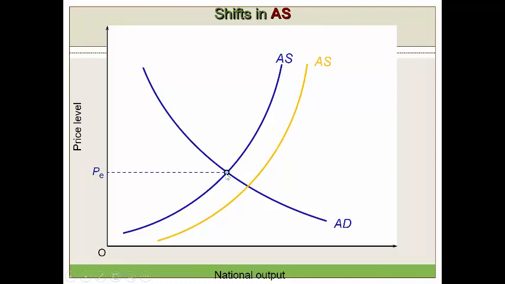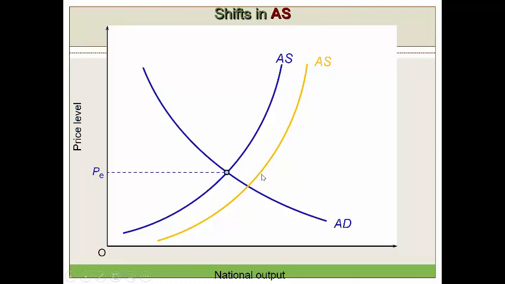Now, a movement or shift to the right, or outward shift, in the aggregate supply curve, for a given price. Firms are happy to produce more and supply more domestically, but obviously we again settle on the equilibrium price. But the question is, what motivates or induces this shift?